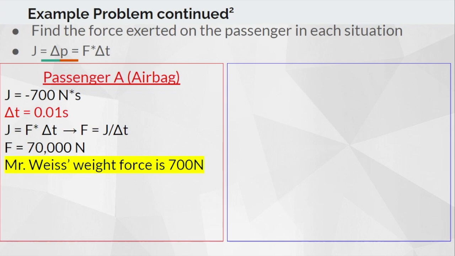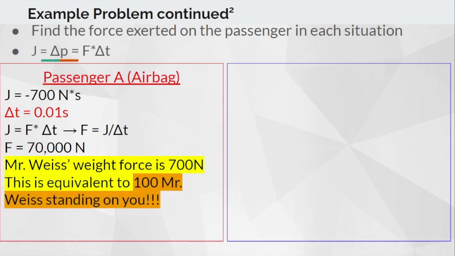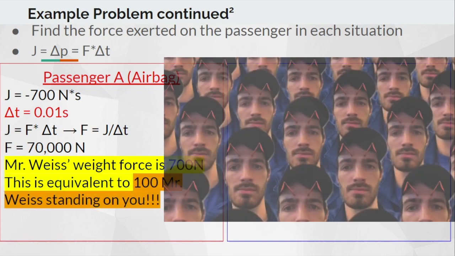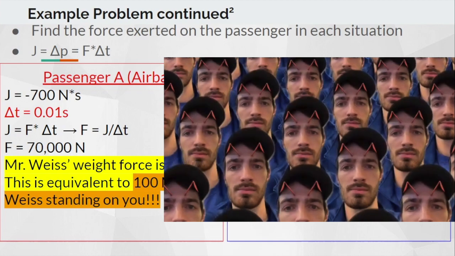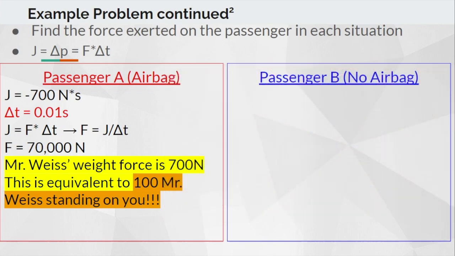Let's say Mr. Weiss has a weight force of 700 newtons. That's equivalent to 100 Mr. Weisses standing on you. Let's take a look at passenger B now with no airbag. Passenger B has an impulse of negative 700 newtons times seconds. Their delta T was 0.001 seconds.